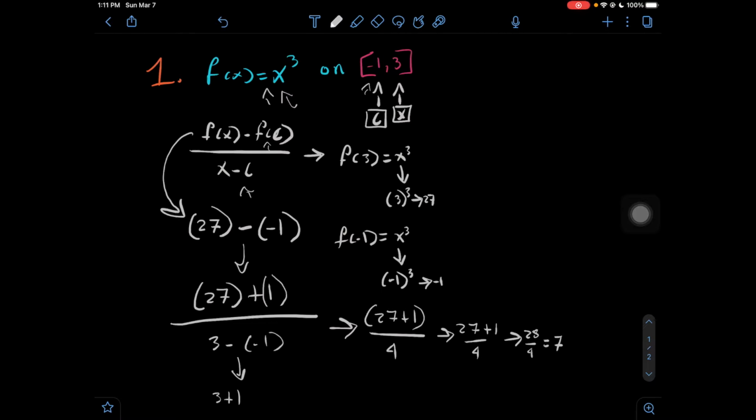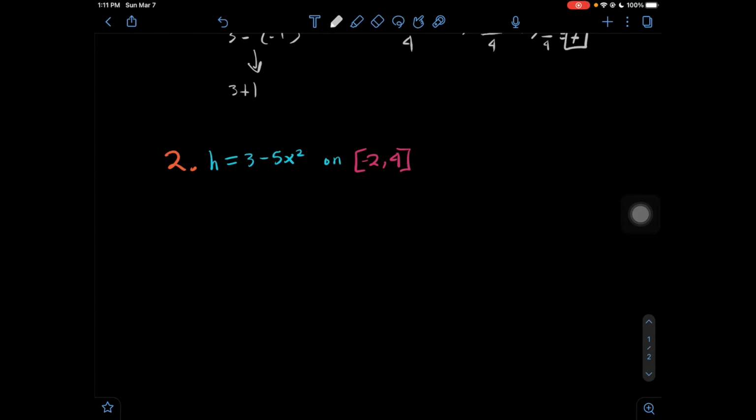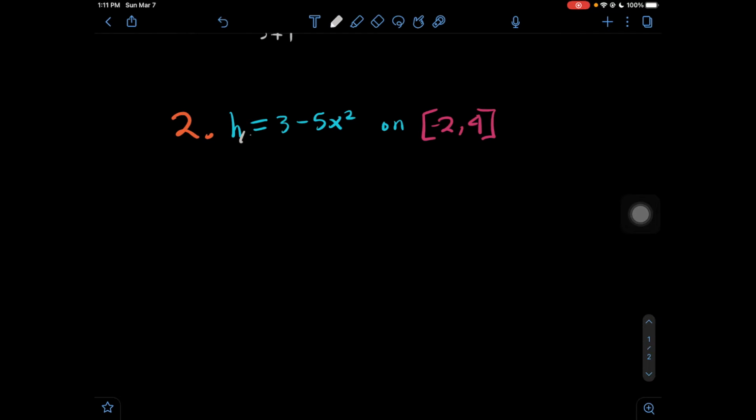This means that the rate of change for the function f(x) equals x cubed over the interval of -1, 3 is positive 7. Now let's go on to our second practice problem, which is h(x) equals 3 minus 5x squared on the interval of -2, 4.